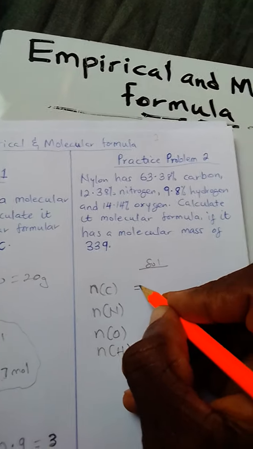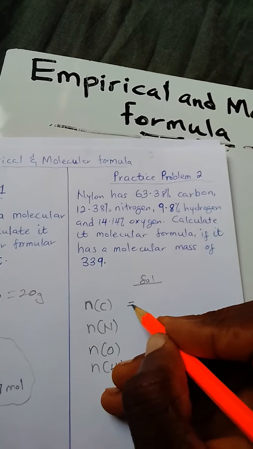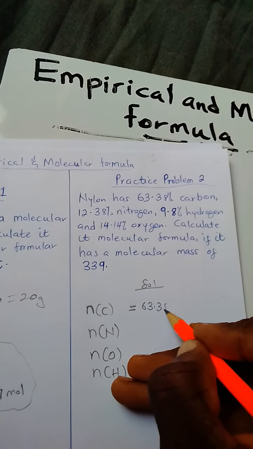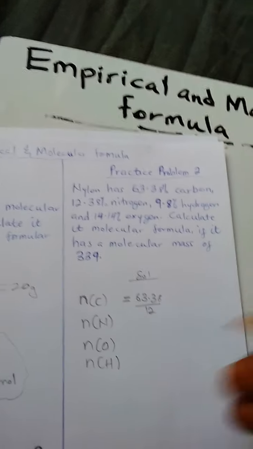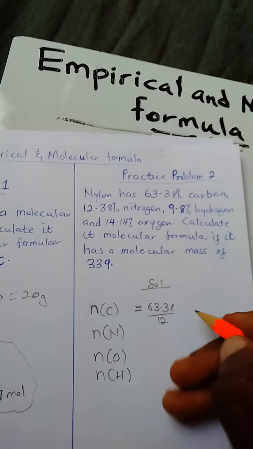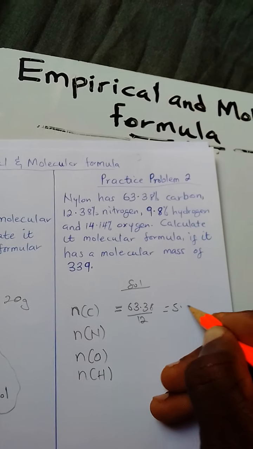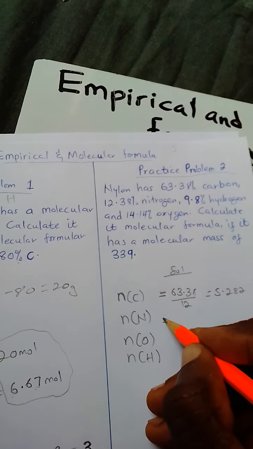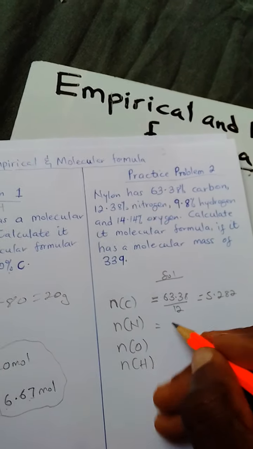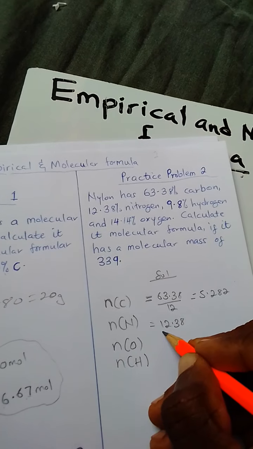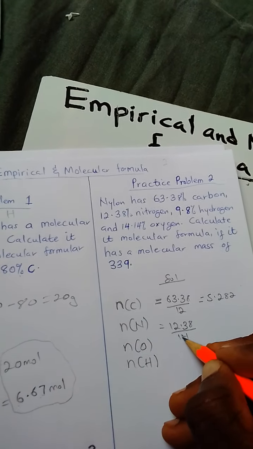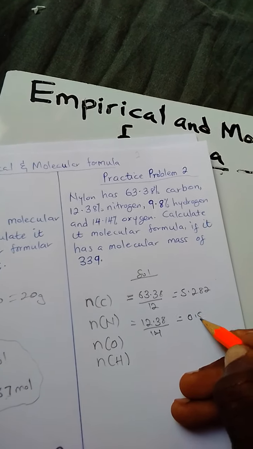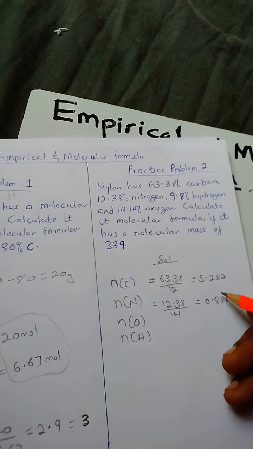So for carbon, the number of moles is the mass of the carbon, which is 63.38, divided by 12, the atomic mass of carbon. This gives you 5.282. Then for nitrogen, it is 12.38 over the atomic mass of nitrogen, which is 14. This gives you 0.884. These are the numbers of moles.